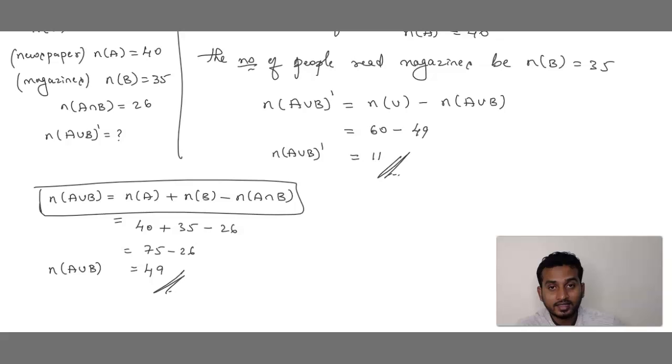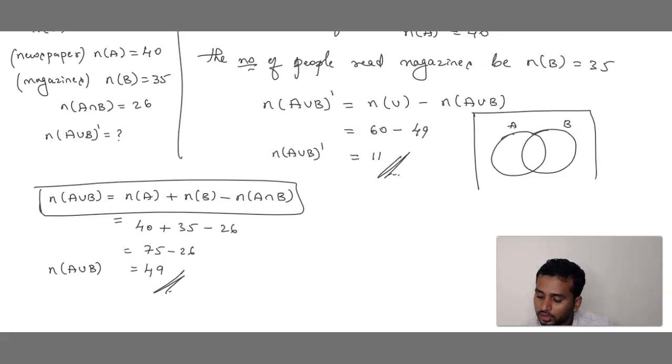Here he has not asked us to draw the Venn diagram, but still we have to draw it. How? Observe here. First draw one circle. Again draw one more circle. So this is set A and this is set B, and this total is the universal set. First always fill the both region. How much is both? 26. 26 is common.